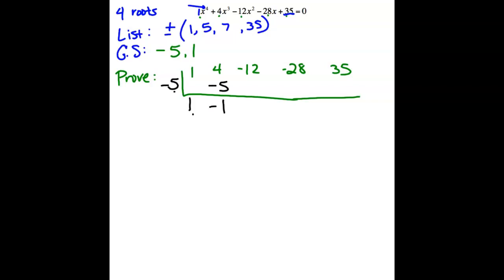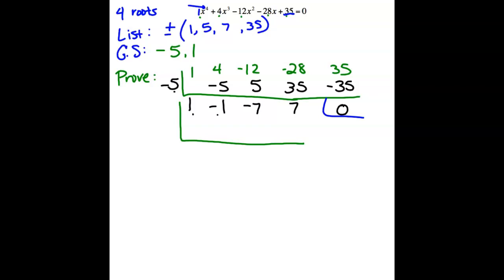Keep repeating that. -5 times -1 is +5. Adding gets us -7. -5 times -7 is 35. Adding, we get 7. -5 times 7 is -35, and adding, we get 0. So again, we're going to drop off that remainder that's gone, and we're going to build again off of my remaining polynomial. Okay, so I refer to this as just stacking them.